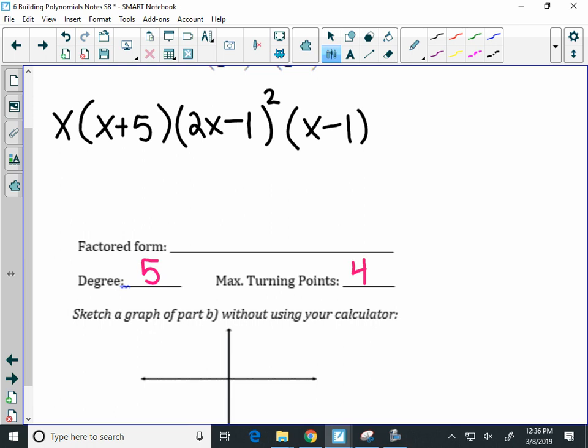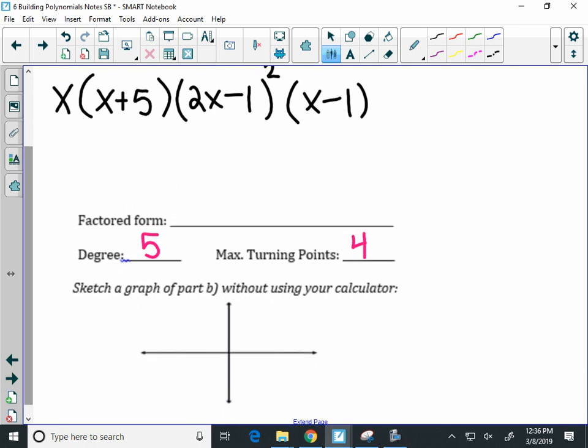4. So we're going to label our turning points. We had a root at 0, at negative 5, at 1/2, and then at 1. Okay. So my degree is 5. What is the trend of the graph? Positive. So that means I'm going to start low with my arrow and end up high.